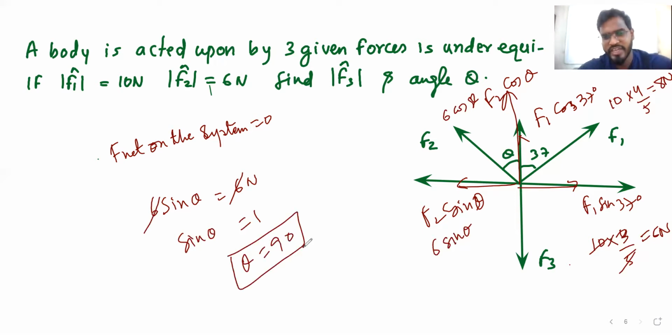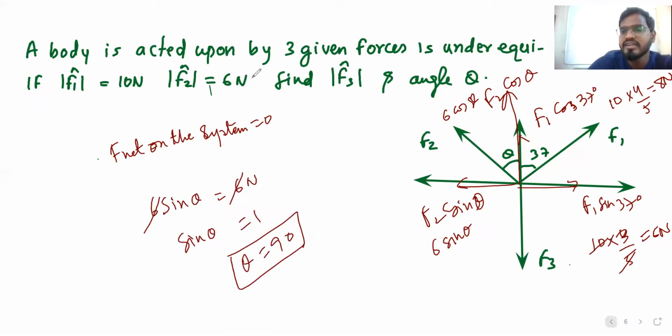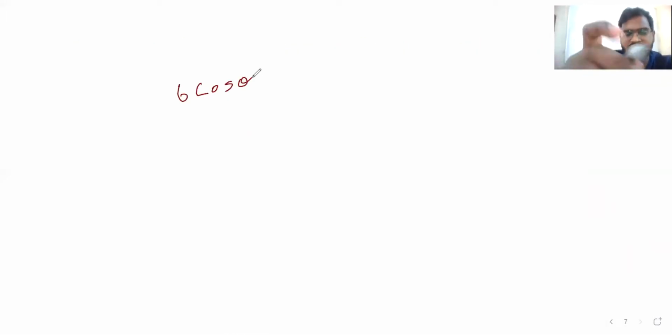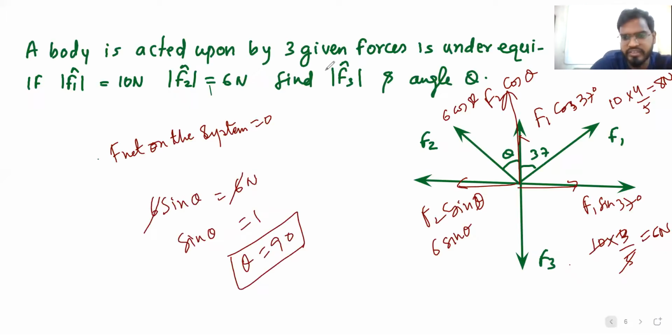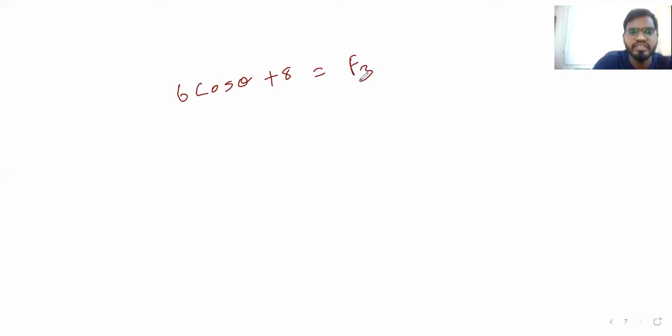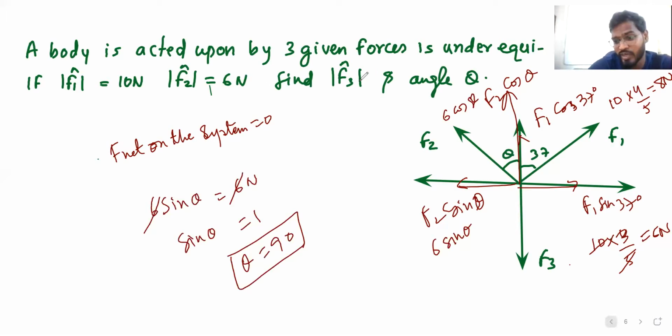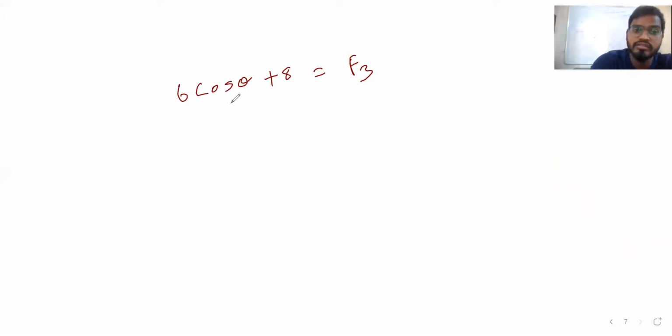Fine. So now let's find upward and downward. For upward, two forces are acting: 6 cos theta plus 8 Newton is equal to F3. Now theta is 90 here, and cos 90 is 0. So this is 0, and 8 is equal to F3. So F3 is going to be 8 Newton.